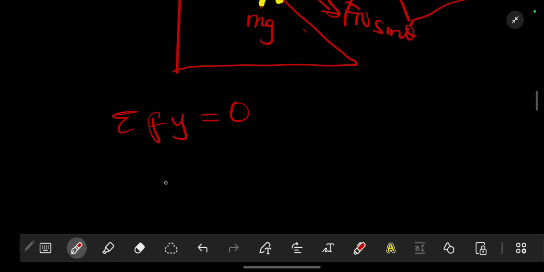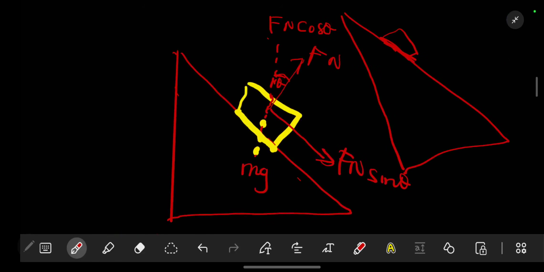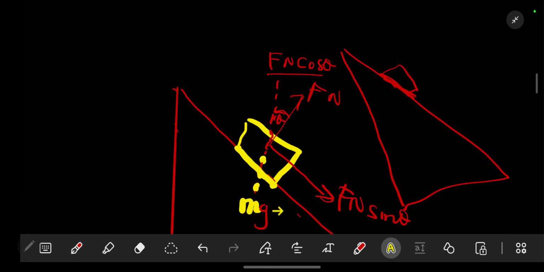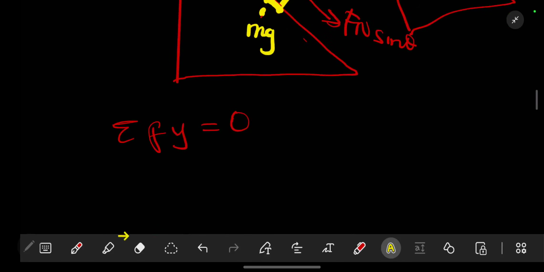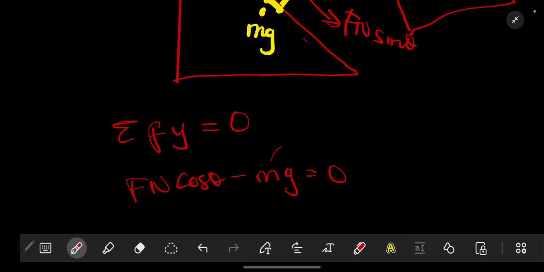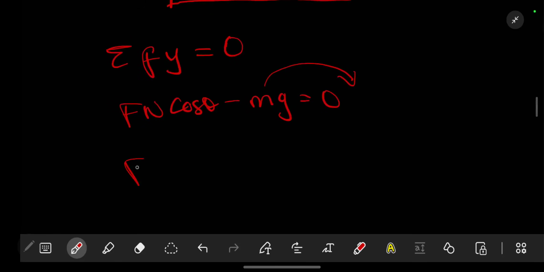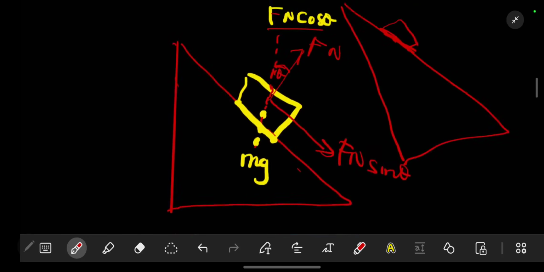Then we are going to have the F. Now, as you can see, the opposite sides are the mg and this. So the summation of forces in the y is equal to 0: Fn cosine of theta minus mg is equal to 0. When it comes here, Fn cosine of theta should be equal to mg. So this is the first equation that can be created.